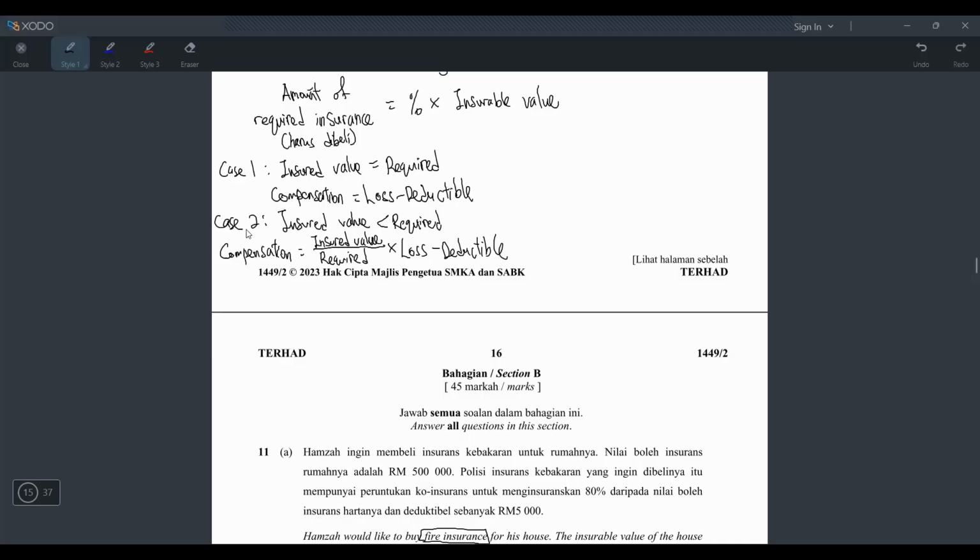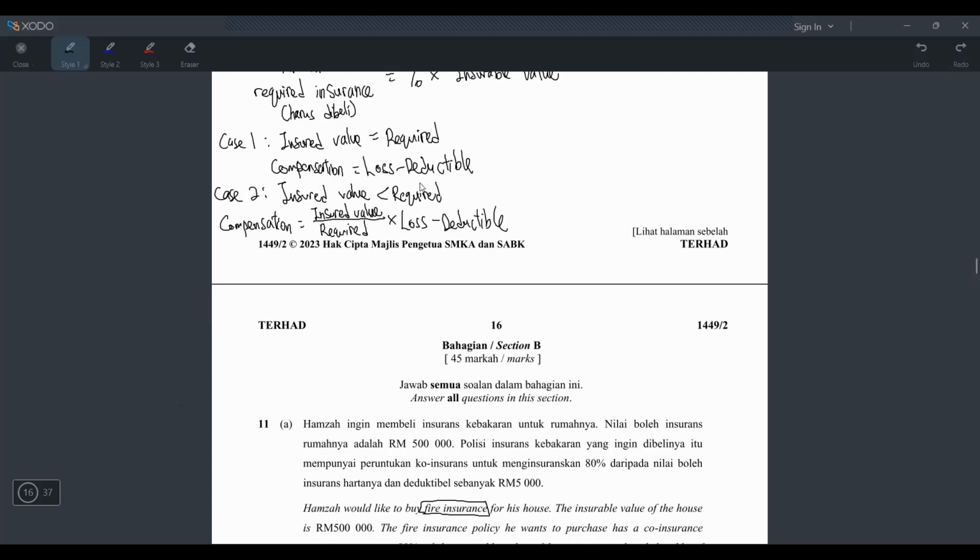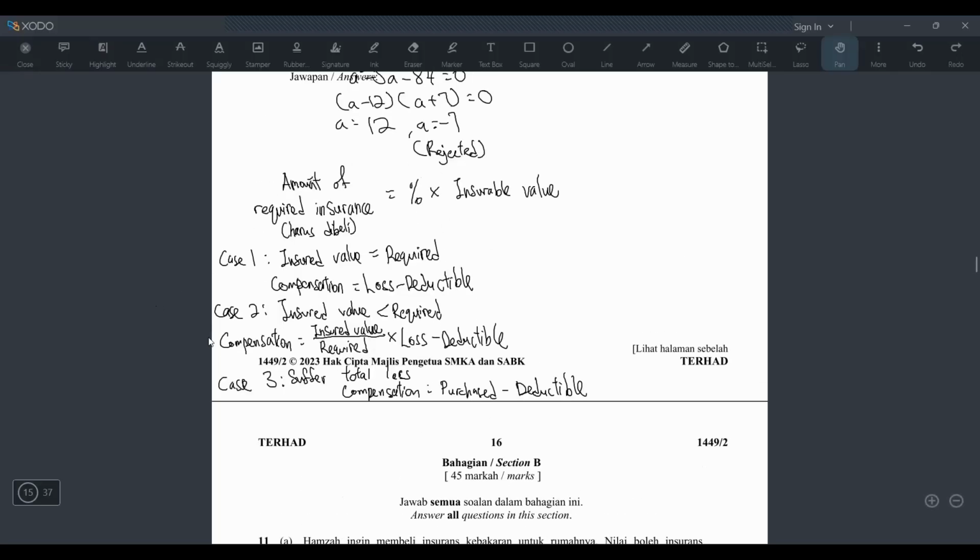For case 2, there will also be something called the co-insurance penalty. But this question did not ask about that, so later I'll explain when I reach there. And then case 3 is total loss. If you suffer total loss, you just get the compensation, meaning the payout, which is the purchased amount minus deductible. So I think this is the main idea for fire insurance.